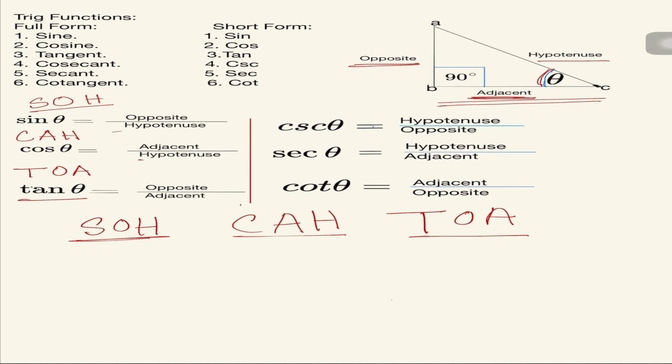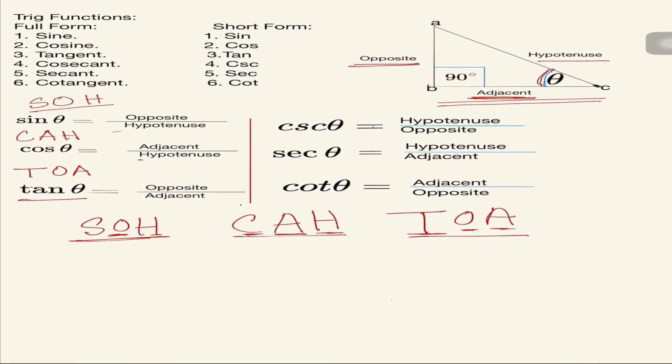S means sine, so for any angle, sine is just opposite over hypotenuse. Cosine is adjacent over hypotenuse. Tangent is just opposite over adjacent.